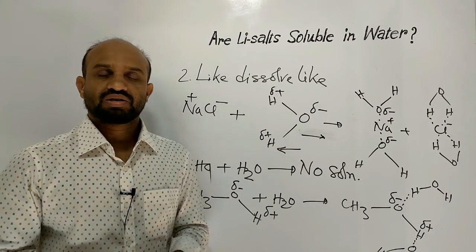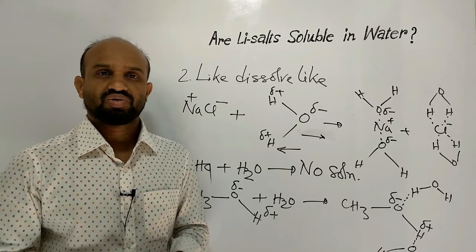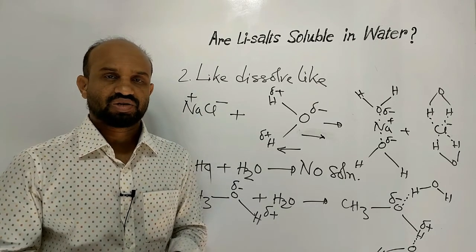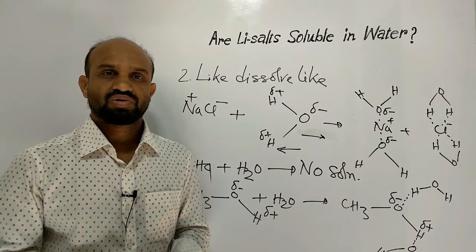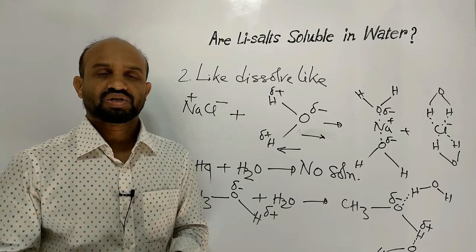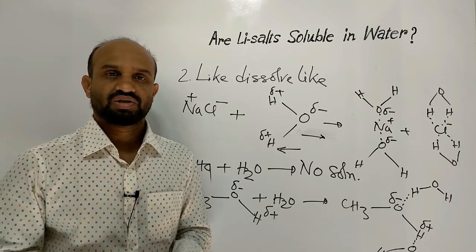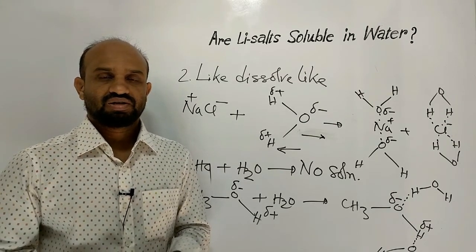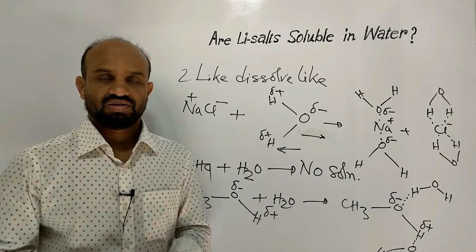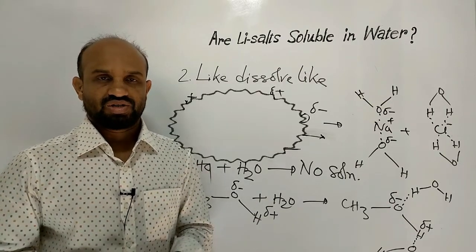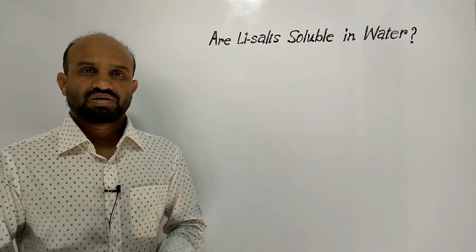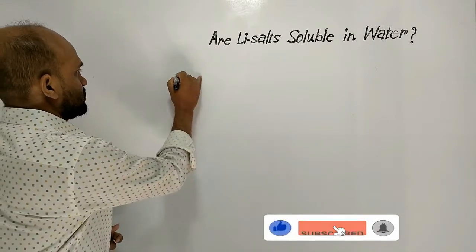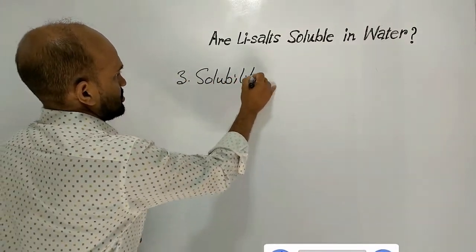When walnut is added to olive oil, a solution is formed. That means non-polar compound walnut dissolves in non-polar solvent olive oil. This matter is known as like dissolves like. Let's move on to the next point. Now the point is solubility of lithium salts. Point number 3.